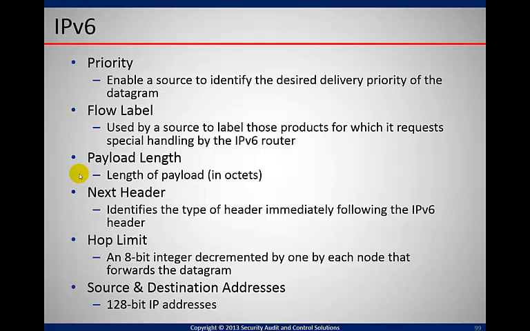We also have a payload length, which is the length of the payload in octets. We have next header, which identifies the type of header immediately following the IP version 6 header. Hop limit, which is an 8-bit integer decremented by 1 by each node that forwards the datagram. A source and destination address, which is 128-bit IP addresses.